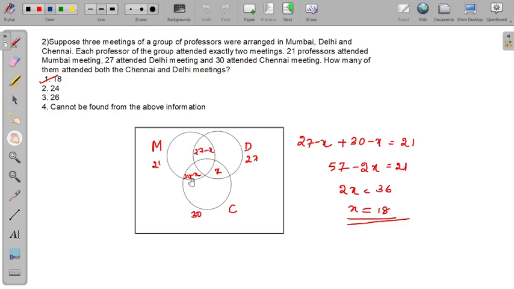Now the total attendees in the Mumbai meeting is equal to 21. That is 27 minus X plus 30 minus X should be equal to 21. Solve this equation, you will be getting X is equal to 18.